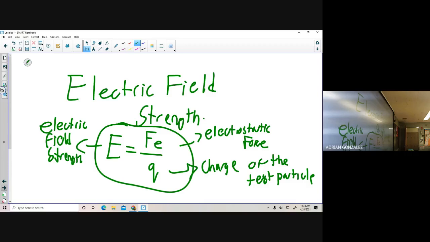Okay? Now, we talked about the test particle yesterday. What is our most common test particle that we use when we're talking about electric fields? A proton. Okay? And what is the charge on a proton?